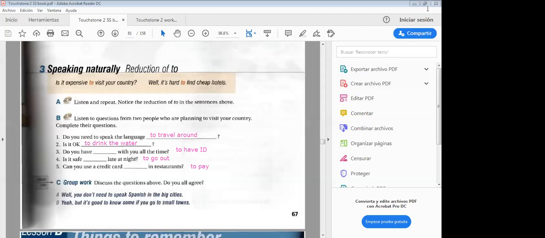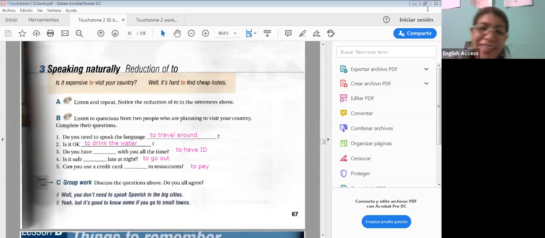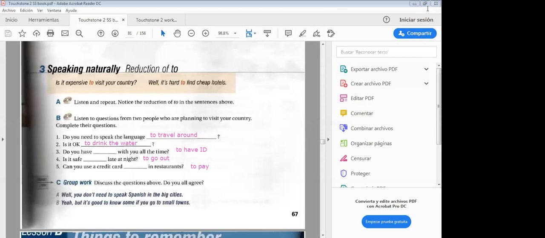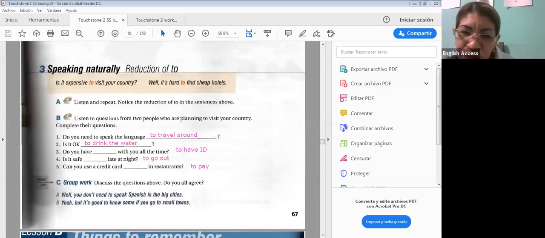Is it safe to go out late at night? No, it's not. It's dangerous. Can you use a credit card to pay in restaurants? Yes, you can. Yes. Okay. Excellent. Okay. Questions, guys, about this part? No, teacher. Okay, well, with this exercise, we finished with the lesson A.